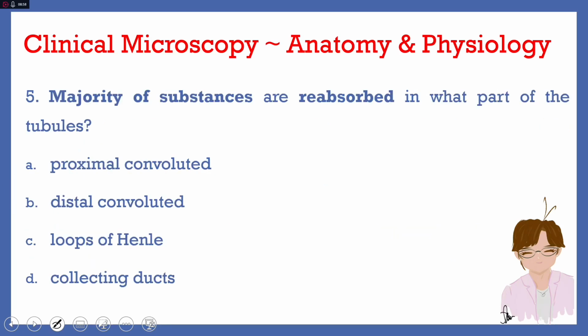Alright, we're down to our last question for this video. Number 5, majority of substances are reabsorbed in what part of the tubules? Letter A, proximal convoluted, letter B, distal convoluted, letter C, loops of Henle, or letter D, collecting ducts. The answer is letter A, proximal convoluted tubule.